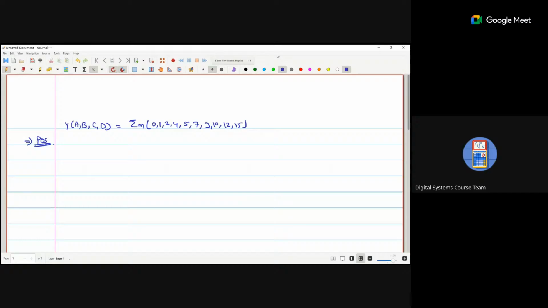And how can you check that? Find out the POS. The options are given, like option A, B, C, and D. You have to check whether the options are given in SOP form or POS form. This is the first thing you have to do. On the basis of that, you identify whether you have to calculate in the SOP or POS form.